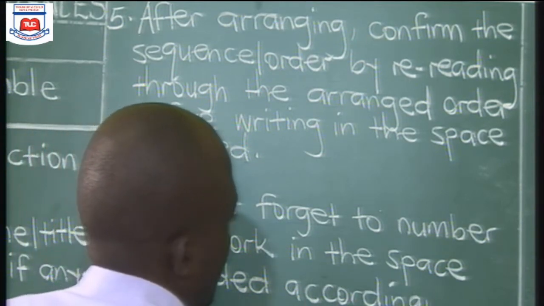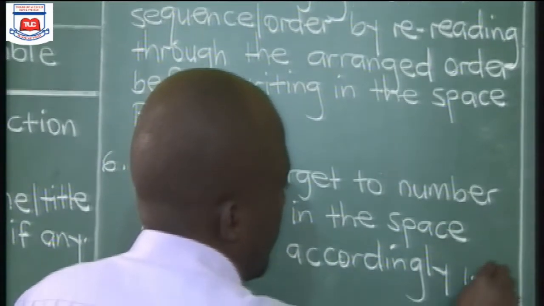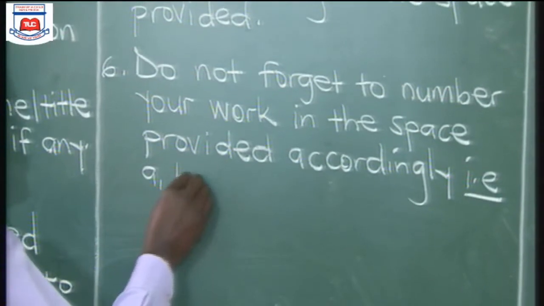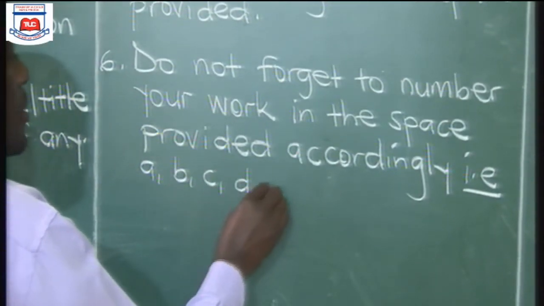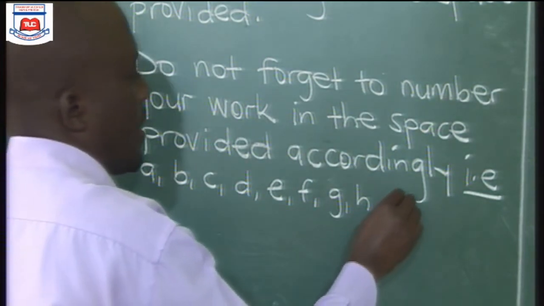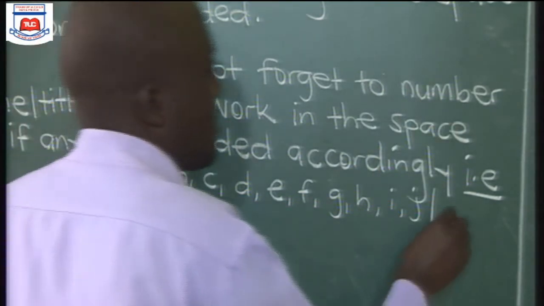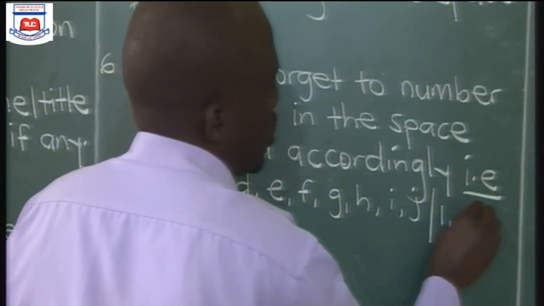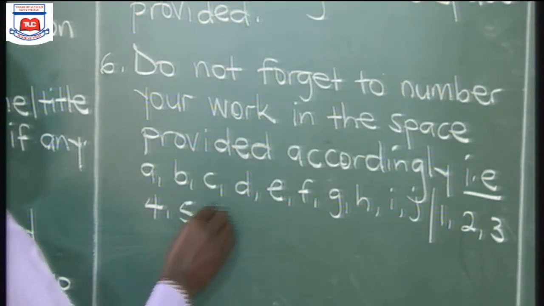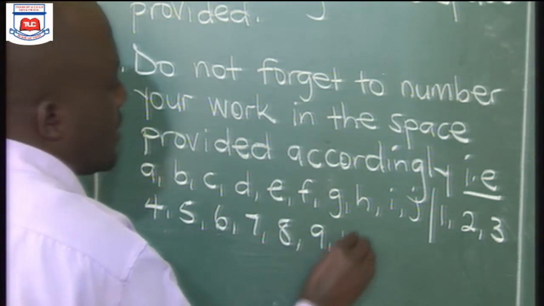Because there are different ways of numbering. One may number as in A, B, C, D, E, F, G, H, I, and J. Then one may number as in 1, 2, 3, 4, 5, 6, 7, 8, 9, and 10.